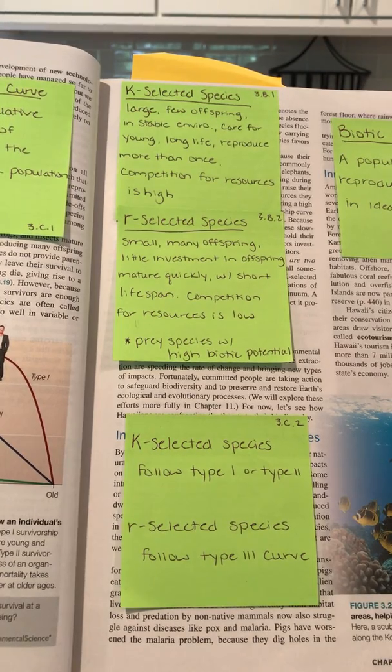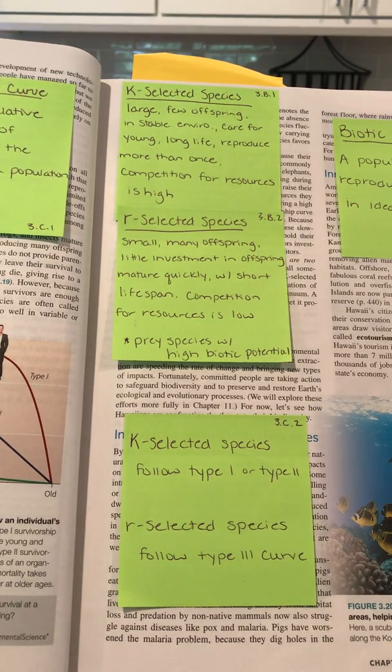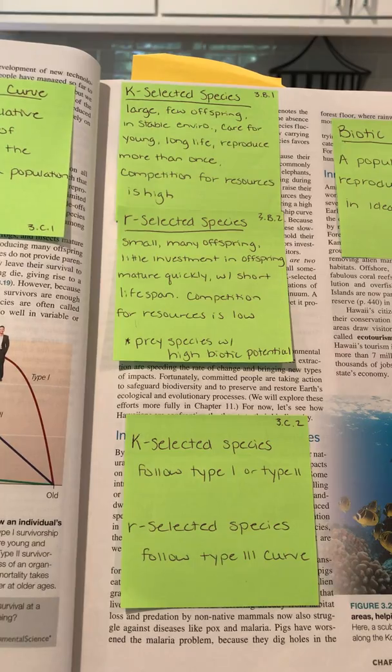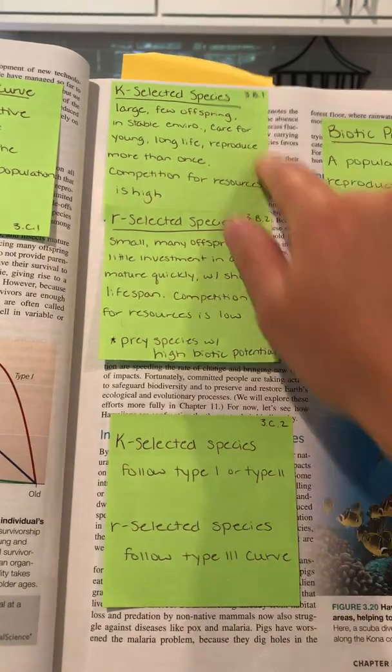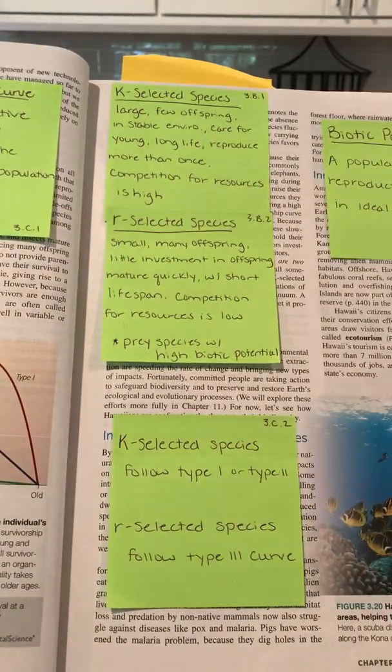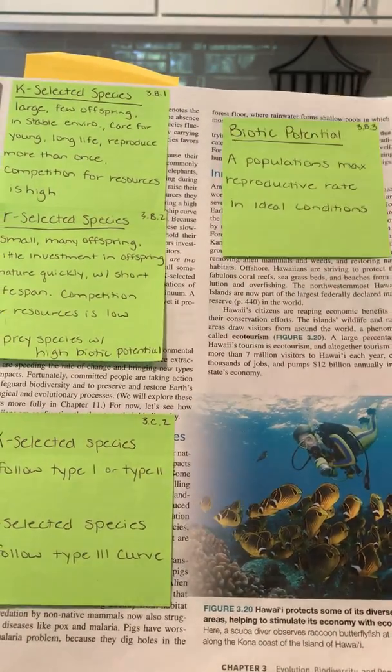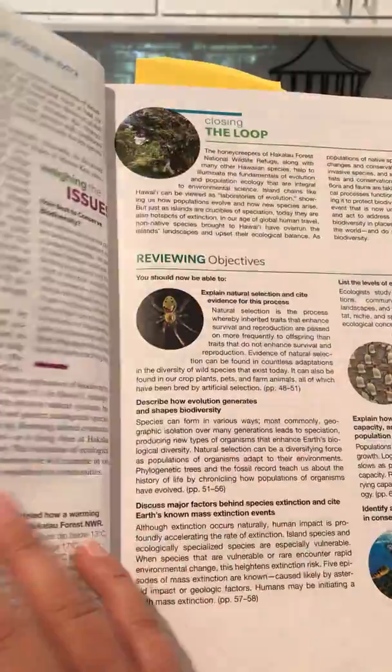Natural selection usually favors them because they're actually able to reproduce so quickly that even if something was going to happen in the environment, some of them are going to survive, and then reproduce and continue on. The chances of extinction usually happen to K-selected species. And that is it for chapter 3.